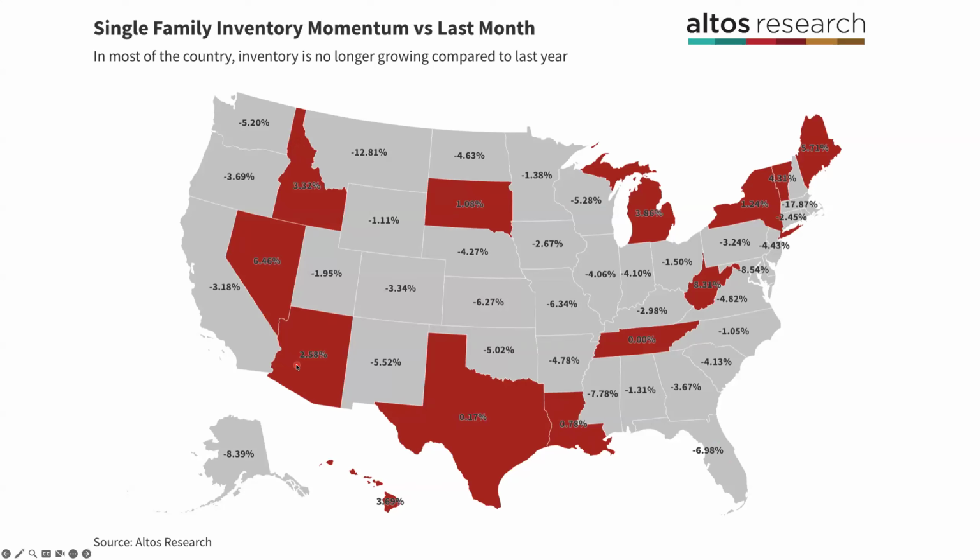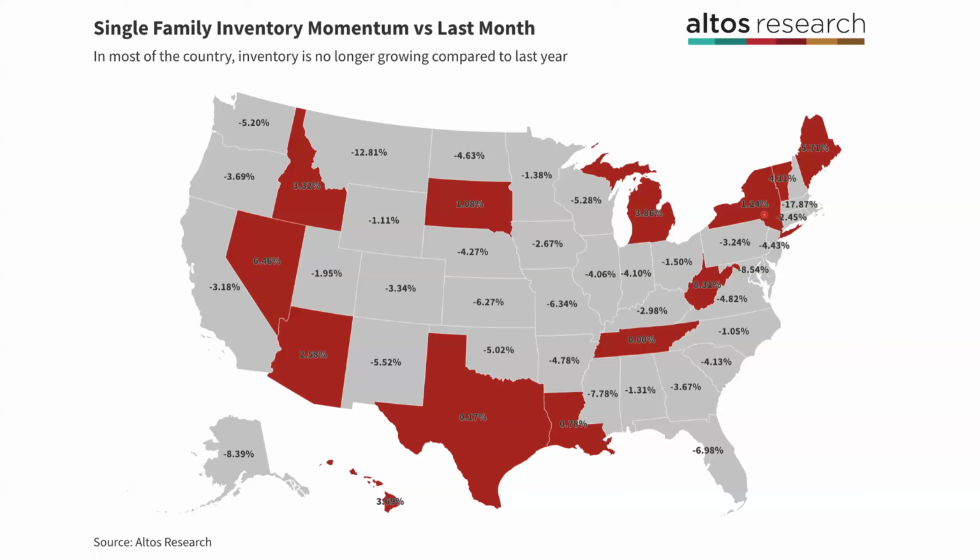Arizona is still up a little bit. Some of the Northeast states are finally growing compared to last year. But what we're showing here is that most of the country is now compressing versus last year. I'll show you the forecast in just a second, but it's why we can see that inventory isn't going to continue to take off, especially compared to last year.